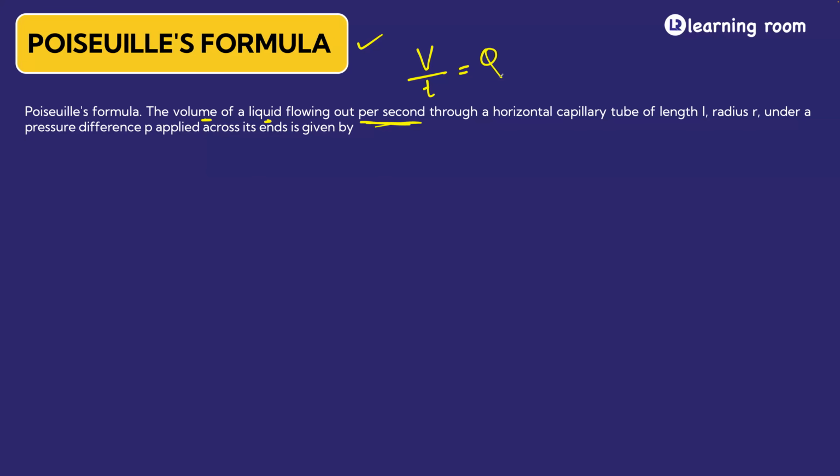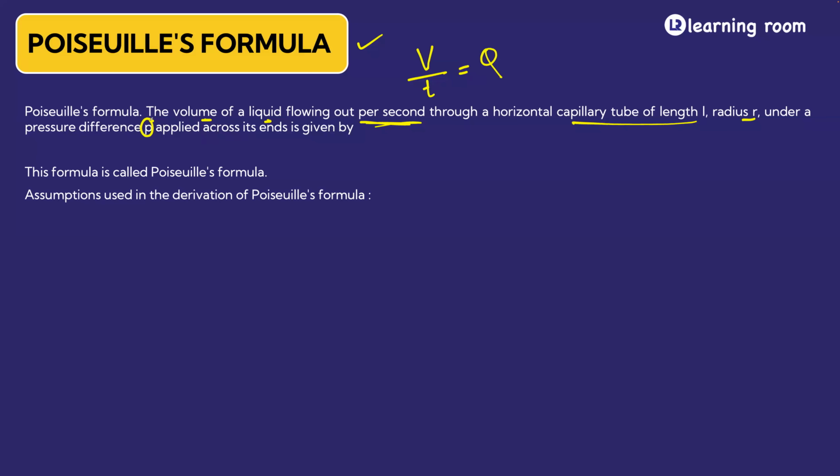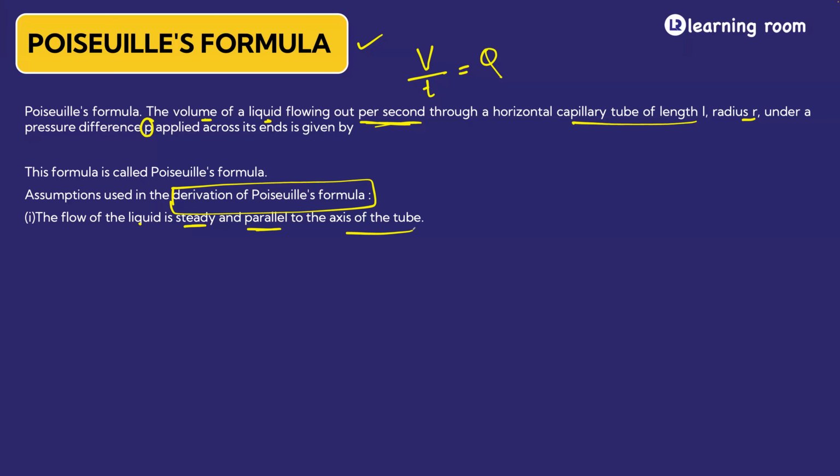The volume of the liquid flowing out per second through a horizontal capillary tube of length L, radius R, under a pressure difference P applied across its ends is given by, okay, there is a formula which we are going to derive. I'll derive and then write it. See, first, the assumptions used in the derivation of Poiseuille's formula is, listen, the flow of the liquid is steady and parallel to the axis of the tube.